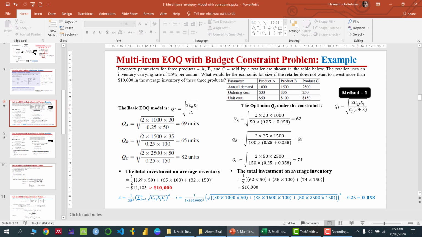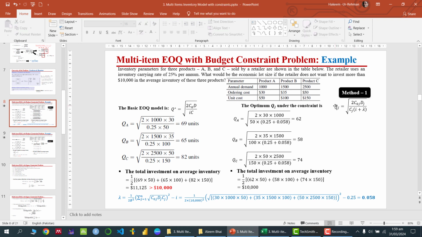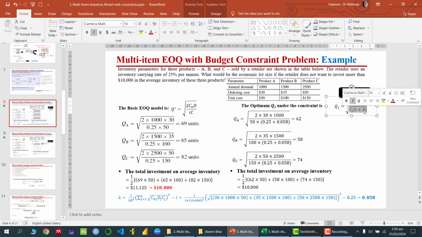Over here, we already have the order cost, we already have the demand, we have the C_j, and we would like to find Q, the optimum order quantity. But the problem is this lambda. So what is this lambda? Basically, that is called a Lagrangian multiplier. And we can find the value of lambda with the help of the Goal Seek approach in Excel.